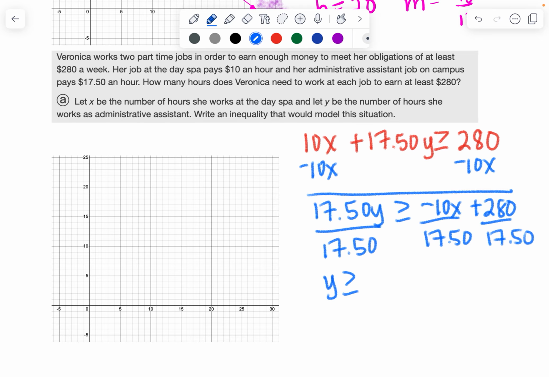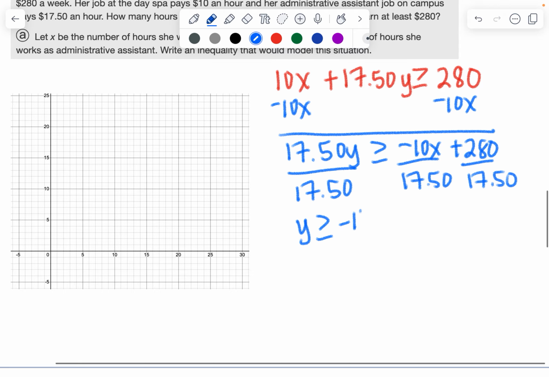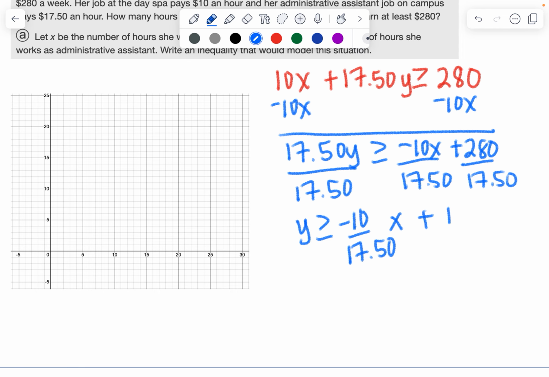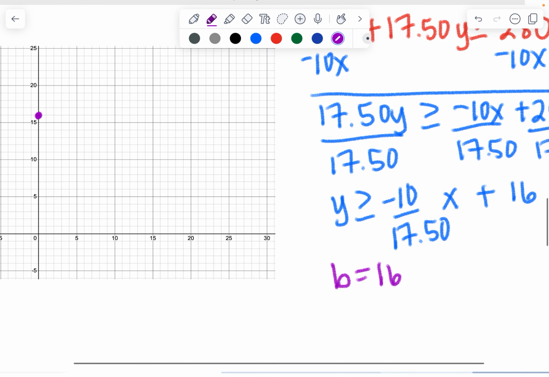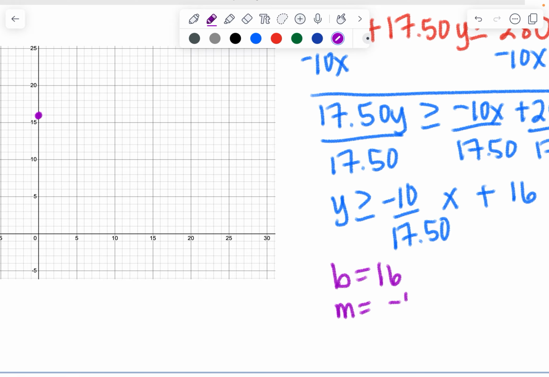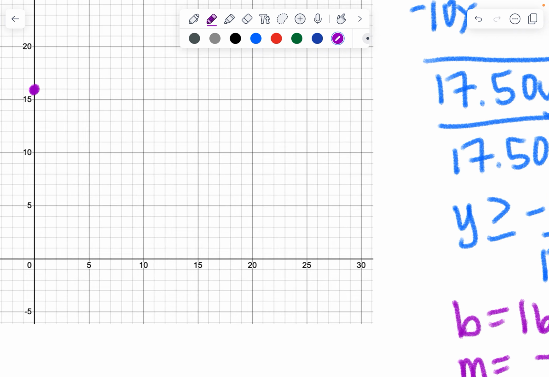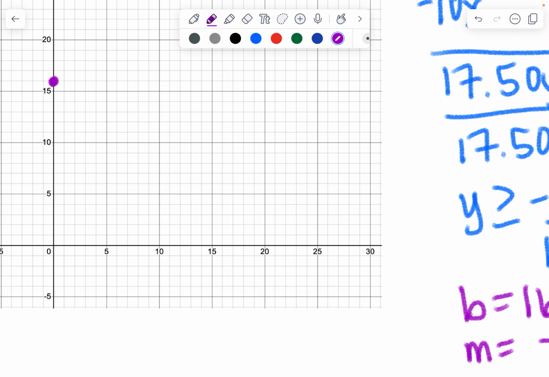We end up with Y greater than or equal to, we'll just leave it as negative 10 over 17.50 X plus 16. So our y-intercept is 16. Our slope is negative 10 over 17.50. So I'm going to go down 10 and over 17.50. Well, I'm starting at 16, so going down 10, I'll be at 6, and then all the way over to 17.50. We'll be right about there.